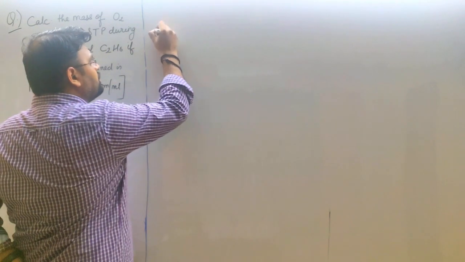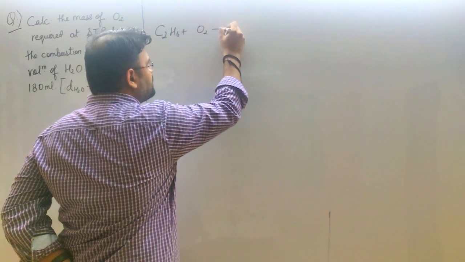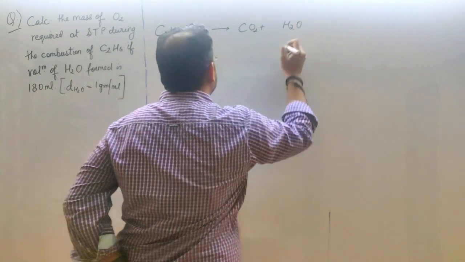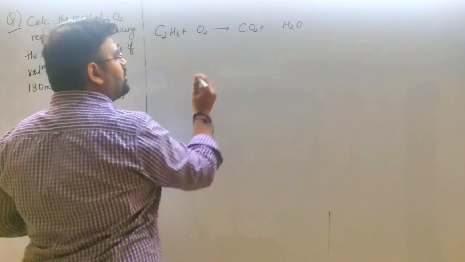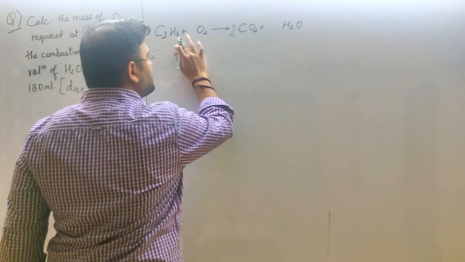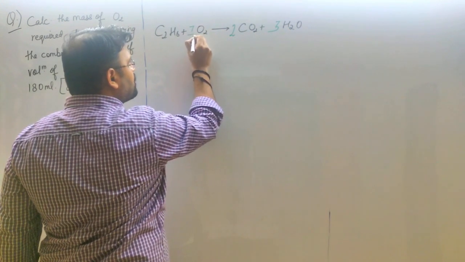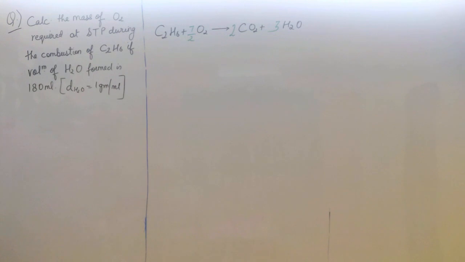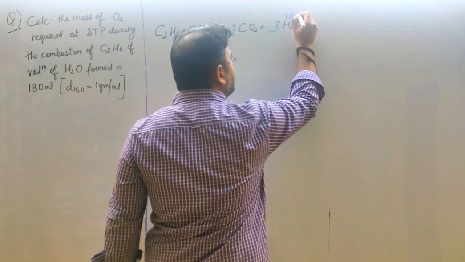See, reaction: C2H6 combustion. So C2H6 plus oxygen, product obviously is CO2 and H2O. Let's balance this. We have 2 carbon here, let's make it 2 on the right-hand side as well. 6 hydrogen, make it 6 hydrogen, 2 to the 4 and 3, 7. So oxygen will be 7 by 2. Okay, we have to find the mass of oxygen required when H2O is formed. H2O formed is given in the question. It is 180 ml.